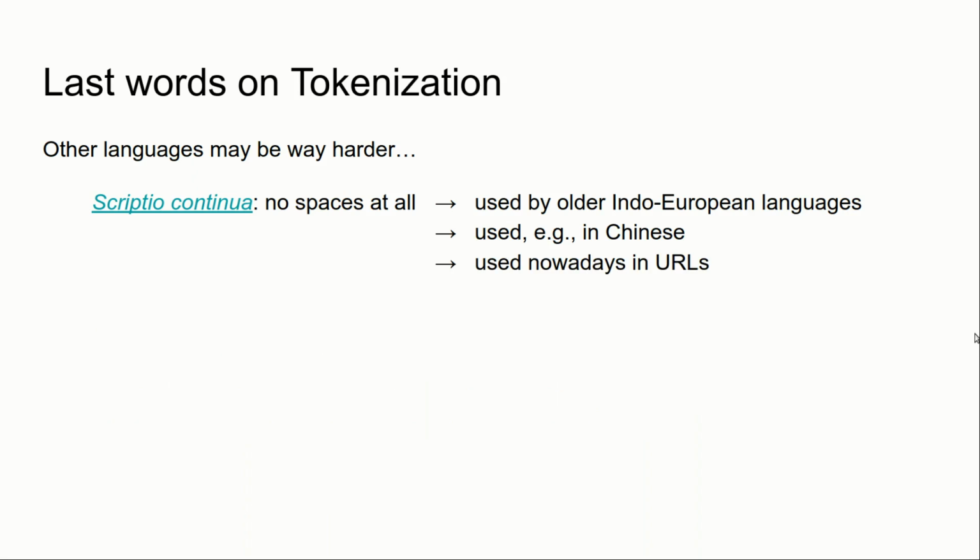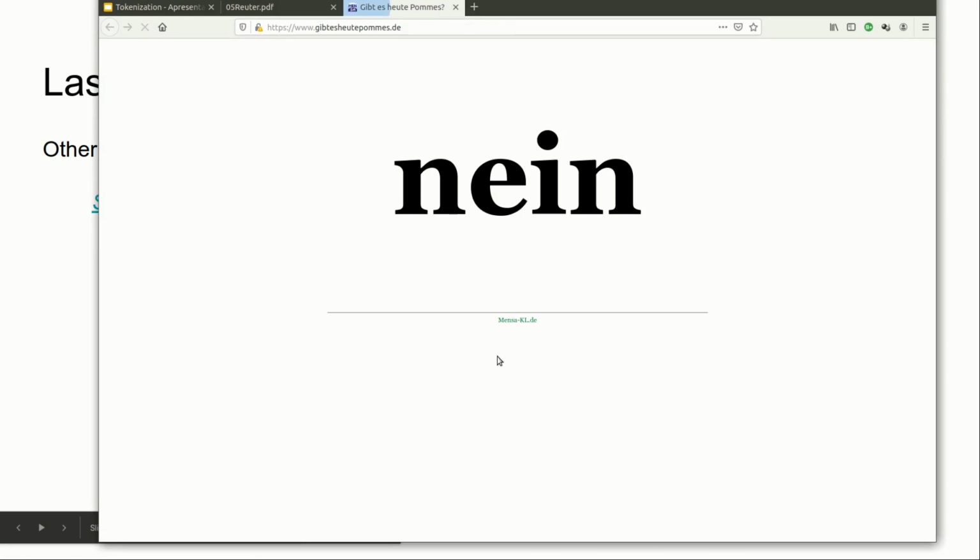Now, the scriptio continua appears also in URLs. Nowadays, it's very common to have URLs that have a sentence. This is a very nice example of a URL that I like. It's called Gibt es heute Pommes? It means, is there pommes, French fries? Are there fries today? And this actually reads the Mensa menu and looks for the word pommes. And if it finds the word pommes, then it says ja, or otherwise it just says nein.